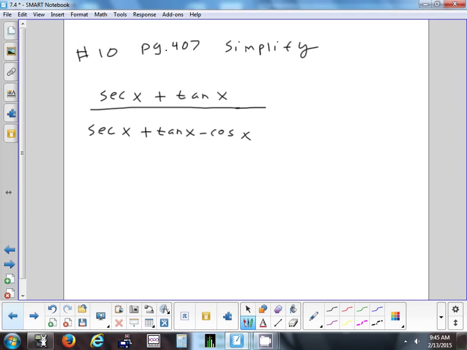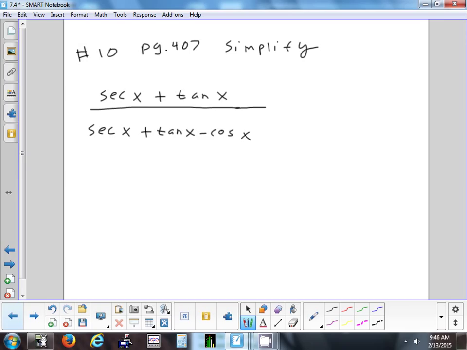Yeah? When the secant gets cancels out. No, because they're not common terms everywhere. Like if you had 3 plus 2 over 3 plus 2 minus 4, you can't do that. Now if you had, let's say, secant x plus secant x tangent x divided by secant x plus secant x tangent x minus secant x cosine x, then secant was common everywhere, and you could cross it out from everywhere. But that's a good guess. But we can't try that.